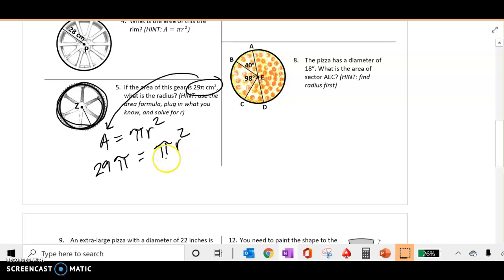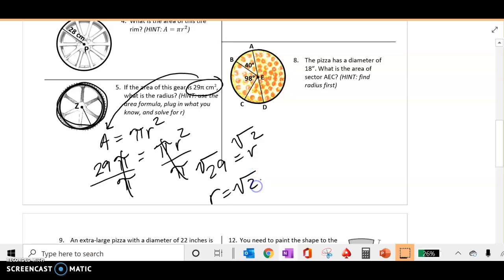Well, how do I get the radius by itself? I can divide by pi, and that'll eliminate that. I have to do it to both sides. So that gives me 29 equals r squared. And then to undo a square, I'm just going to square root both sides. So the radius is the square root of 29, which is approximately, if you punch in the square root of 29, it's probably going to be about 5.4. So 5.4 centimeters is about what the radius is.